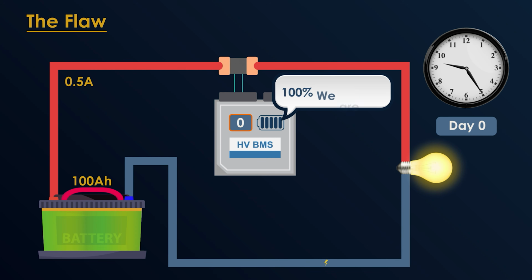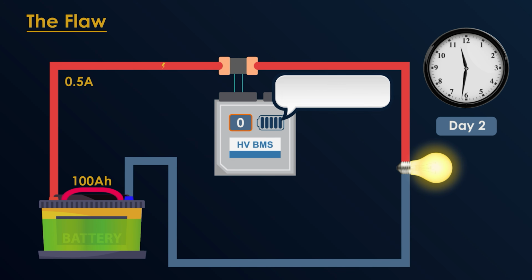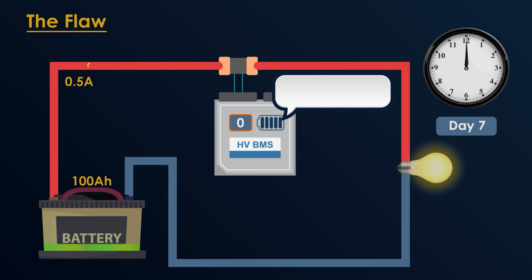Our BMS says 100%, we are full. On day 3, we lost 36 ampere hours. Our BMS says still 100%, we are geniuses. On day 7, we lost 84 ampere hours. The battery is basically dead. But our BMS, it still says 100%.